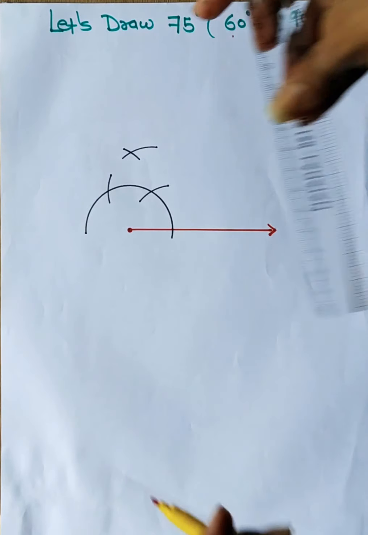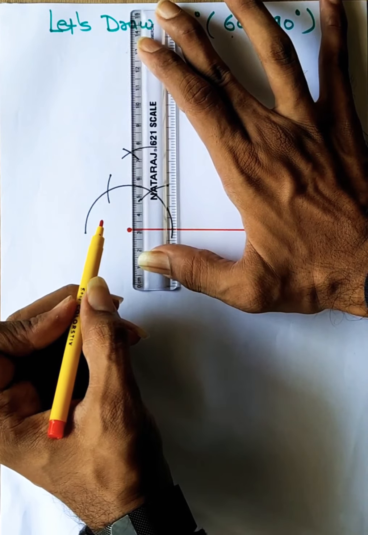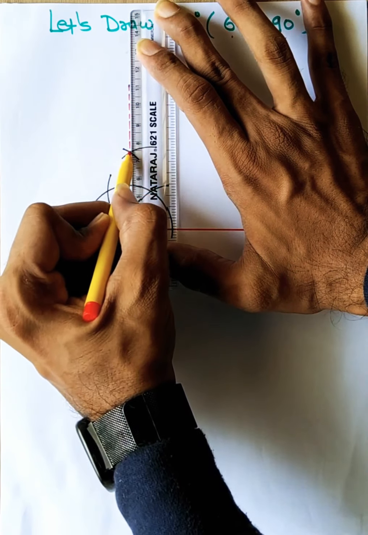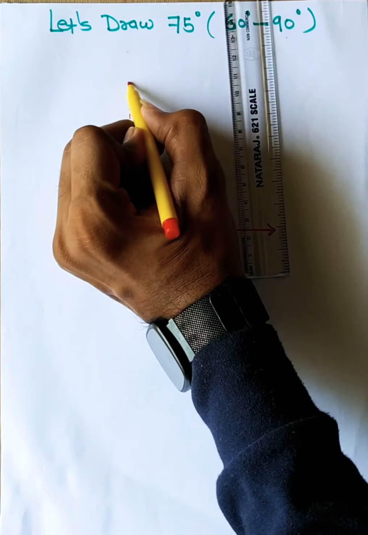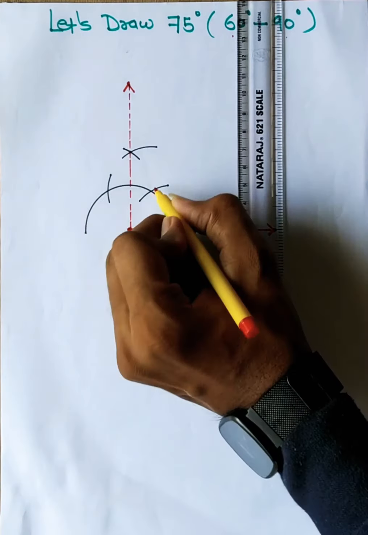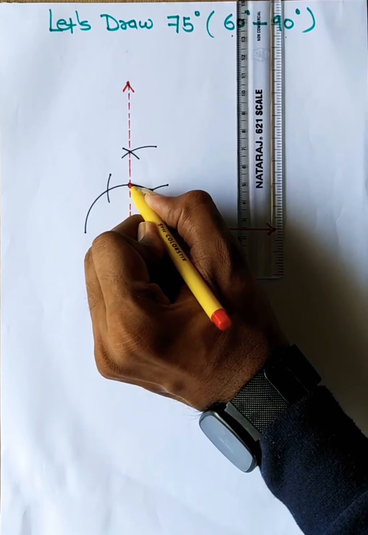So what we got is 90 degree. But I will be drawing this in dotted form, as we don't want the exact 90 degree as well. Clear? Now you see, very important, that this is the 60 degree and here it is 90 degree.